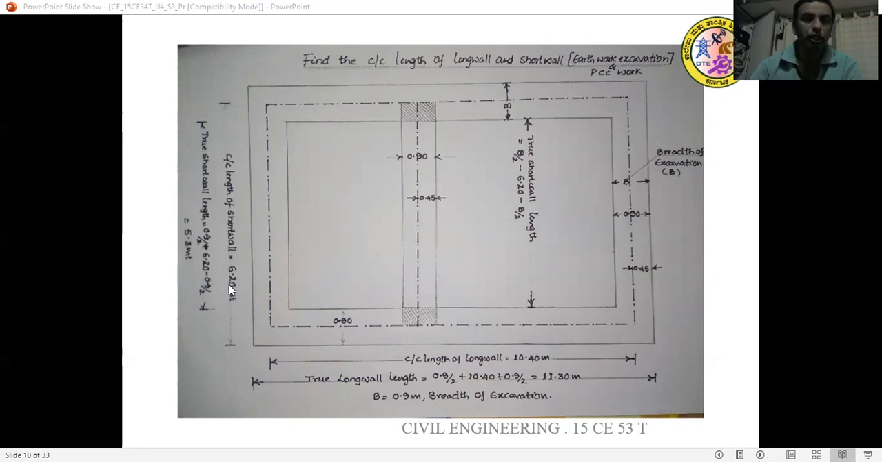Then come to the short wall. First you have to calculate the center to center of short wall. It is already calculated as 6.2 meter. Then you have to find out the true length of the short wall. Here, 6.2 meter minus one breadth of the particular item of work.